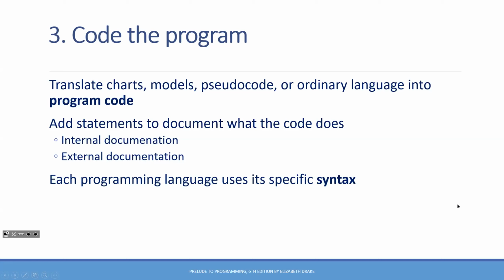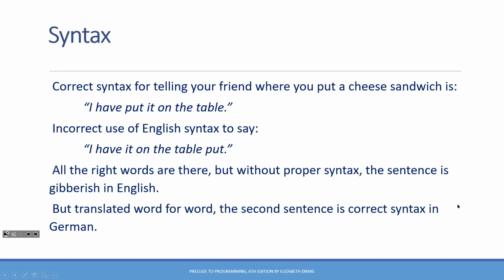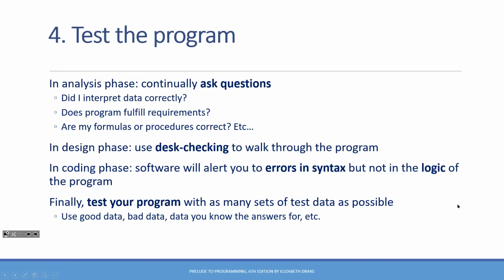So if we were writing a romance novel in English, we could use English. But if it was going to be a French romance novel, we would write it in French. Same with the syntax of our programming language. We have to abide by its rules. So here's some syntax. A correct English syntax might be, I have put it on the table. I'm wanting to find a cheese sandwich, and your friend could say, I have put it on the table. If they said something backwards, like, I have it on the table put here, since we've had the corona thing, my brain does that to sentences a lot. I don't know about yours. But all the words are there, but they're not in the right order. So they're not following English syntax. They don't follow the rules for what we've said English syntax is like. But what's interesting is if we translated them word for word, the second sentence would be correct in German. So we can see syntax is relative to what we're working with.